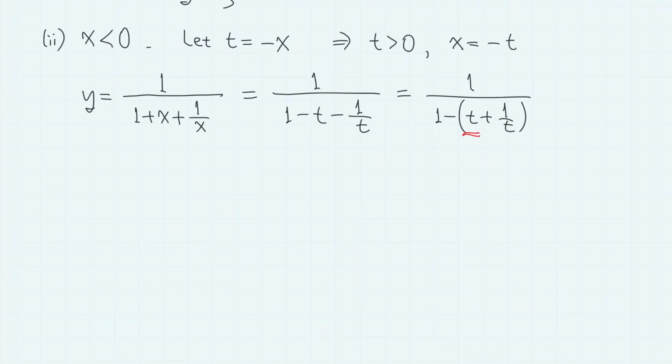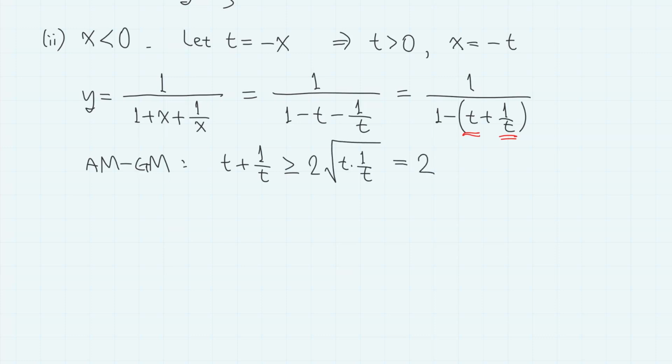Here, since both t and 1 over t are positive, we can apply the arithmetic mean geometric mean inequality, which gives t plus 1 over t is greater than or equal to 2 times the square root of t times 1 over t, so 2. And obviously, now the equality condition is when t is equal to 1 over t, so t is equal to 1, or x is equal to negative 1.